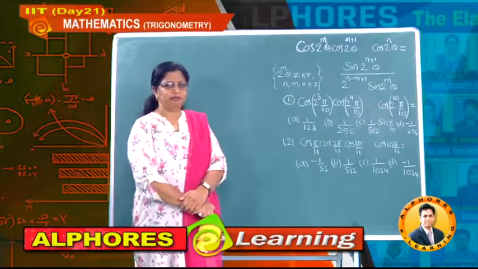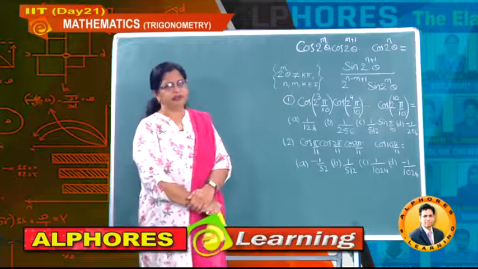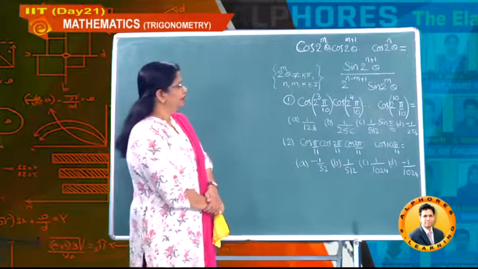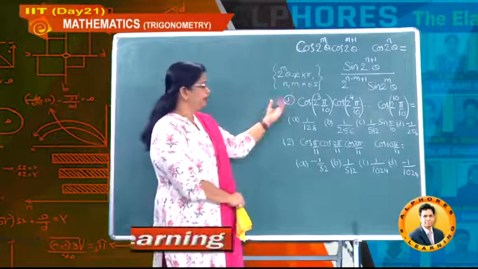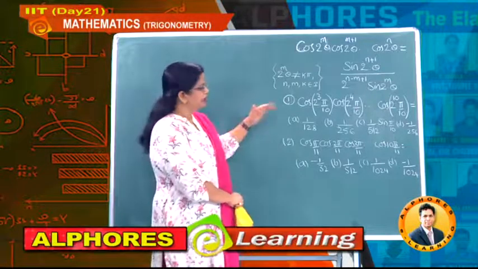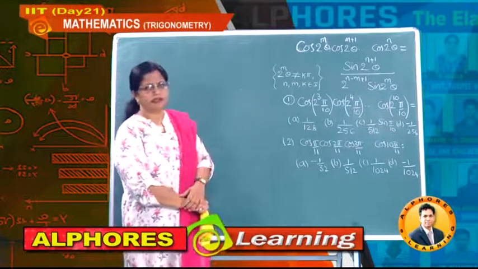We are in multiple and submultiple angles, with problems especially on the cosine function. In the previous session we discussed a concept regarding the product of some cosine functions under some conditions. Based on that, a comprehension passage is also given.